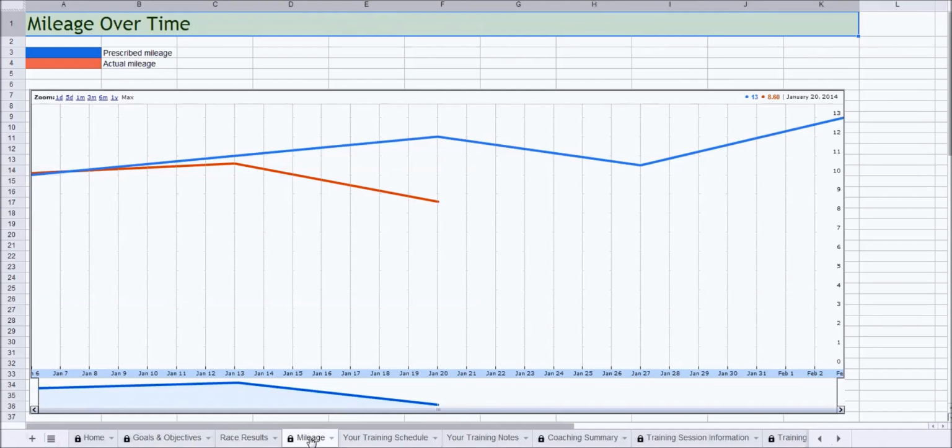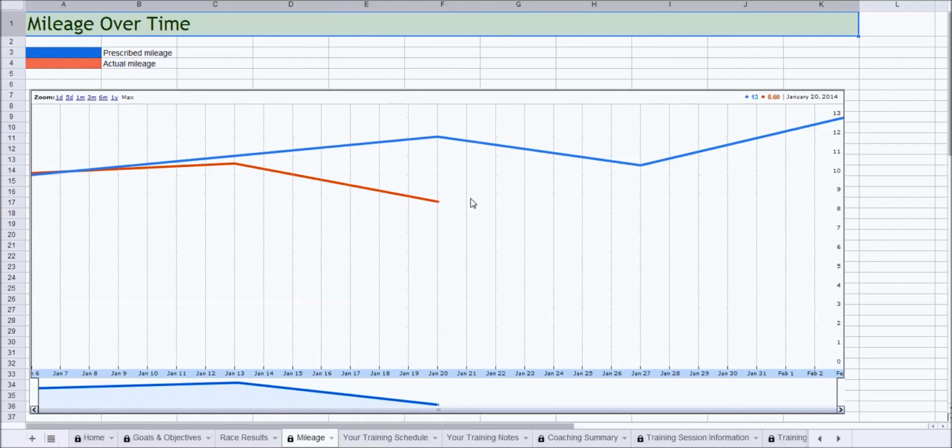On the next tab, which is the mileage tab, we've essentially just got a graph which shows the prescribed mileage according to the plan and the actual mileage that the person being coached is covering on a day-to-day, week-to-week basis. What this gives us is a very easy mechanism for the person being coached to see the progress that they're making, and it also gives the coach some early warning indicators.